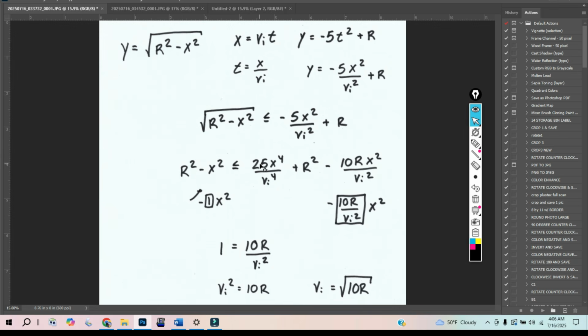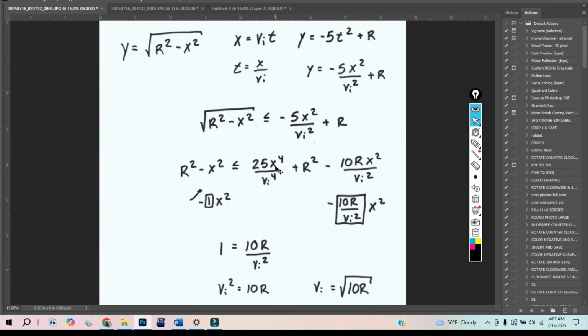Now to square this side, I'm going to have this whole thing squared. So we get positive 25 x to the fourth over v to the fourth, and then I'm going to square this r squared, and then I'm going to have that middle term, which is this times 2. That's where I get the negative 10r x squared divided by v_i squared.